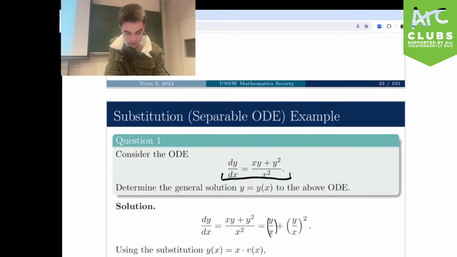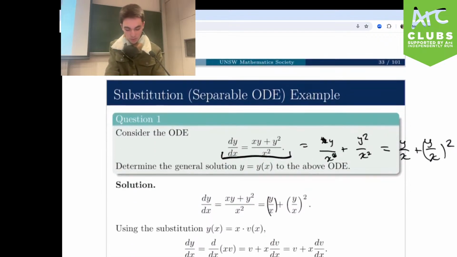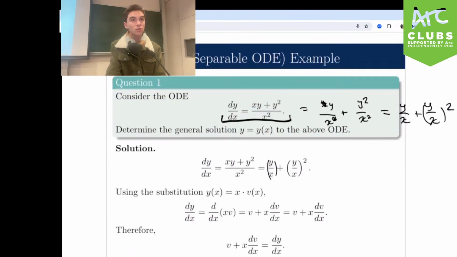Oh, right. So we just separated that into xy on x squared, plus y squared on x squared. Do you see that? Yeah, we just separated the fraction. And then one of those x's at the top is going to cancel with one of the x's here. So we're going to get y on x. And this second term is just the same as y on x all squared. Do you see that? Yeah? And now that we've got it in this form, we know that we can perform this x times v of x substitution. Yeah? What does it mean by x times v of x?